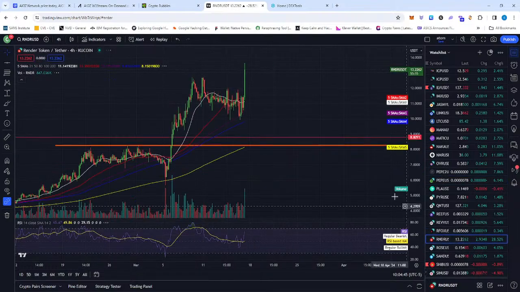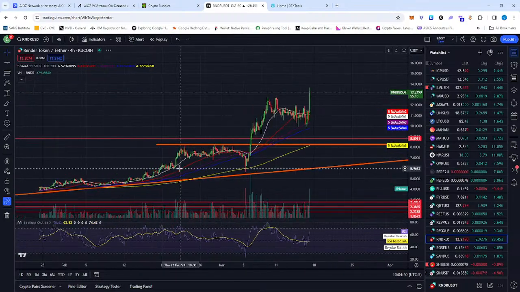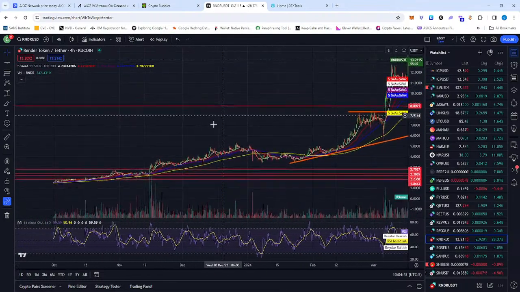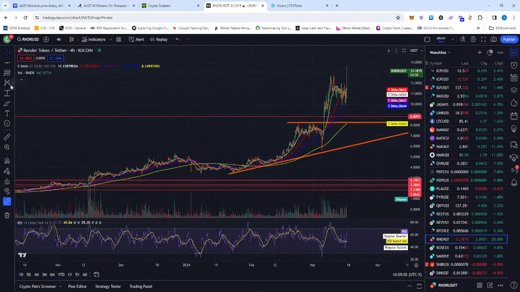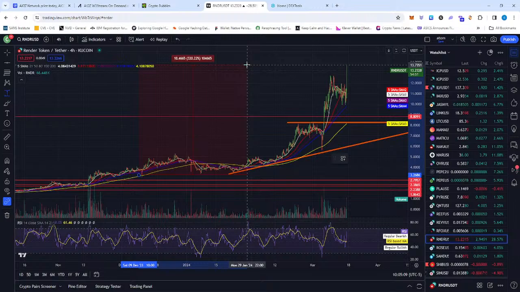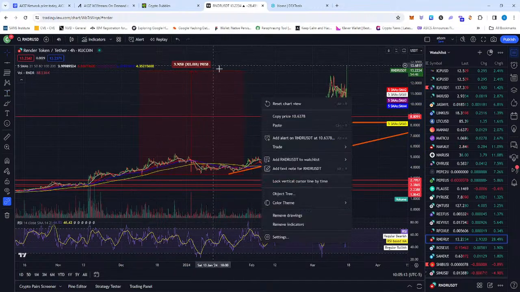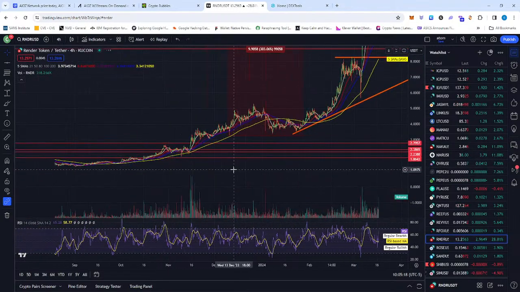Now, one of my long-term plays is actually doing pretty well. It's Render. As you can see, I bought Render at $3.58 back in December or whatnot, and as you can see, the profit that it's running up. Right now, I'm at 320% profit. Right? But again, how did I know to take that? What did I see?